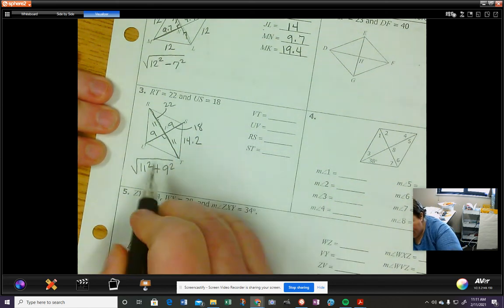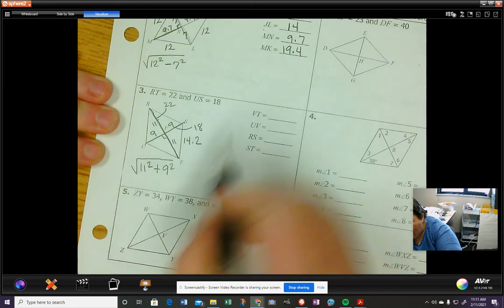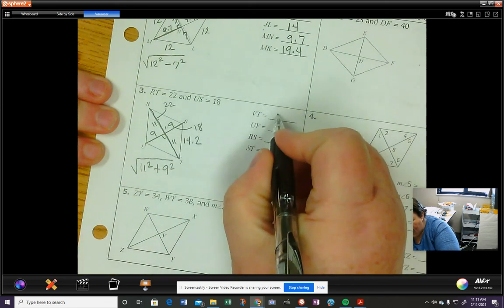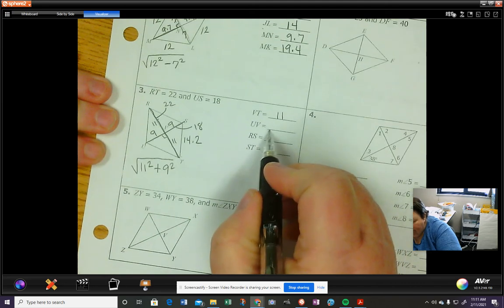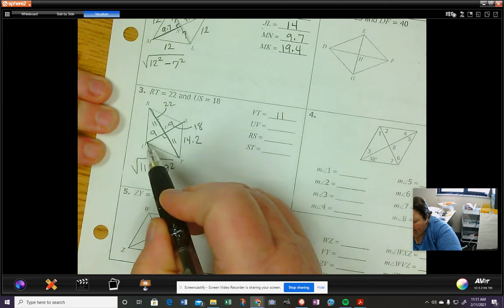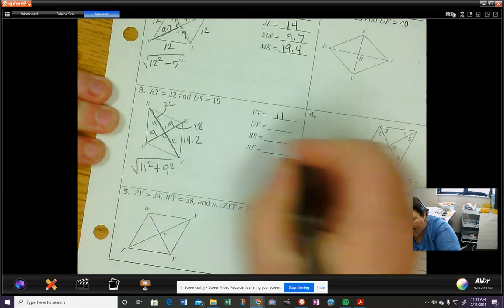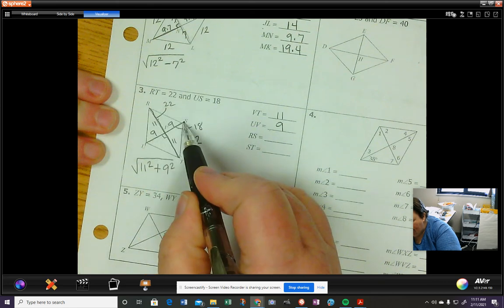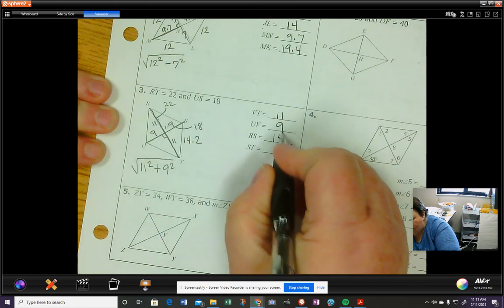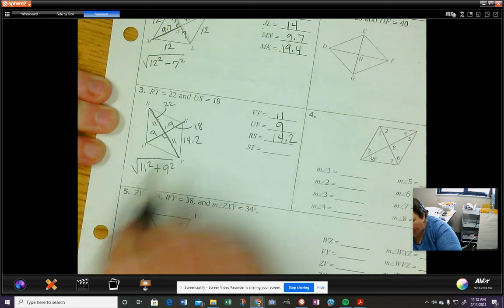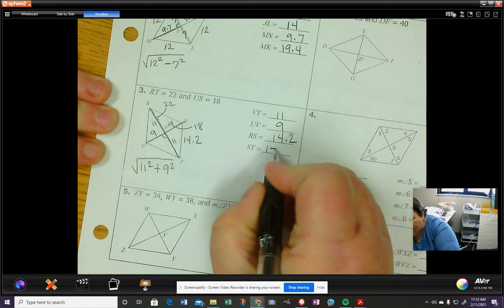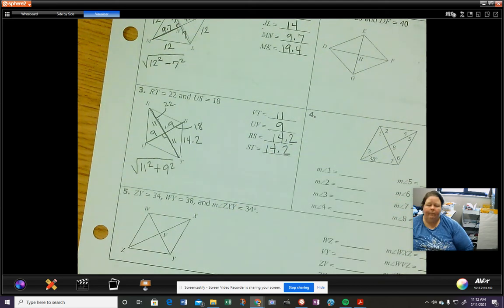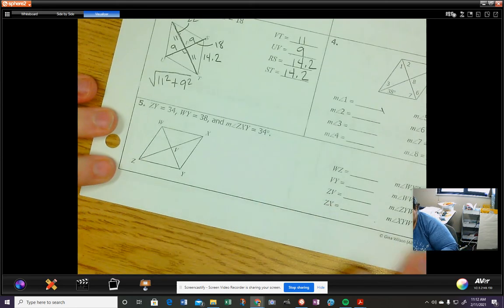So VT, where is VT? VT is 11. UV is 9. RS is 14.2. ST is 14.2. Not too bad. Using our good old friend Pythagorean theorem. Let's try number 5.